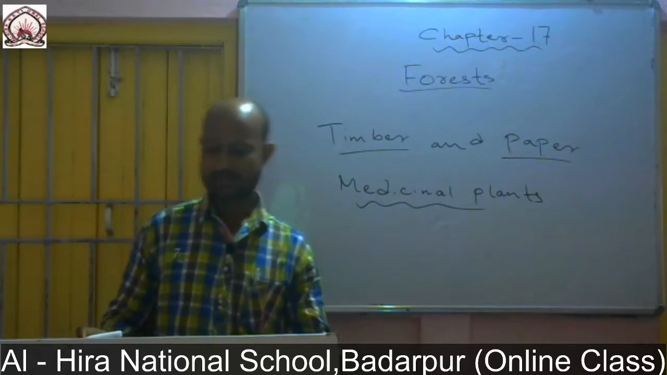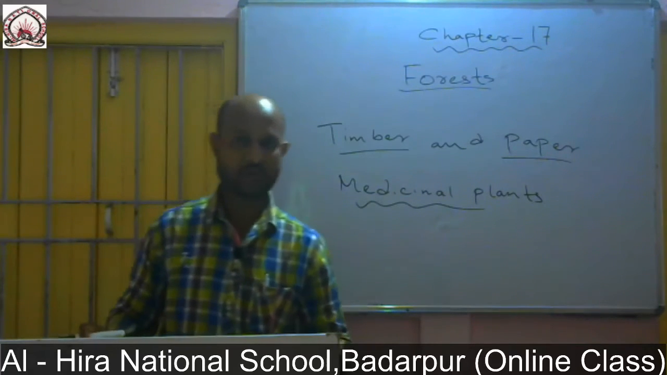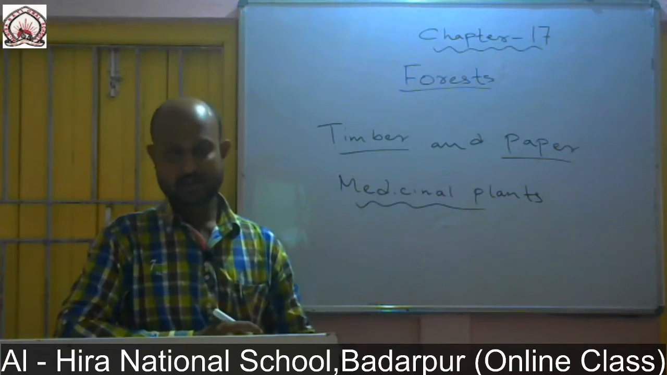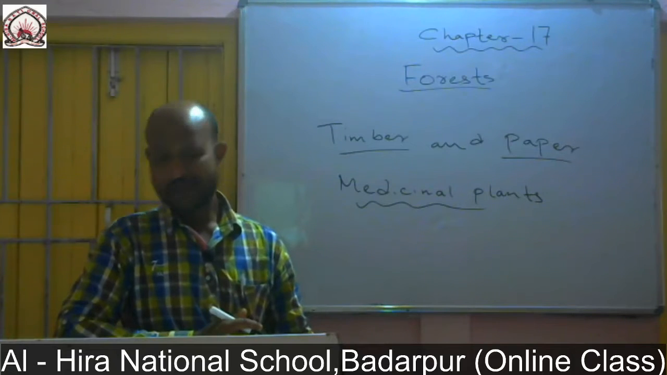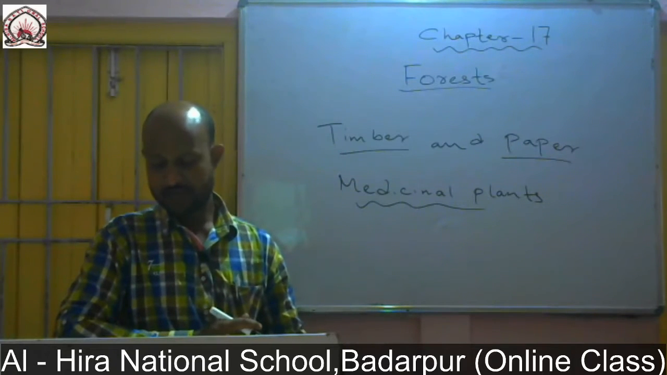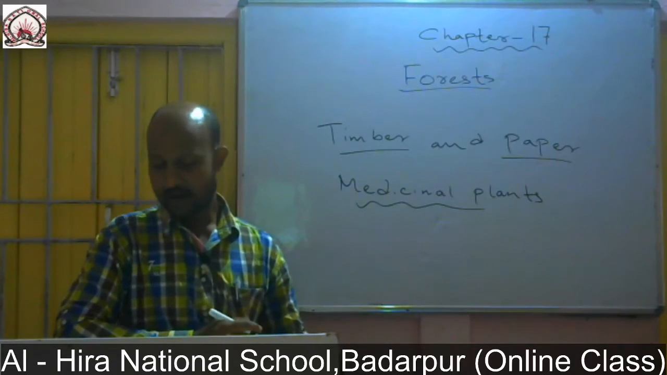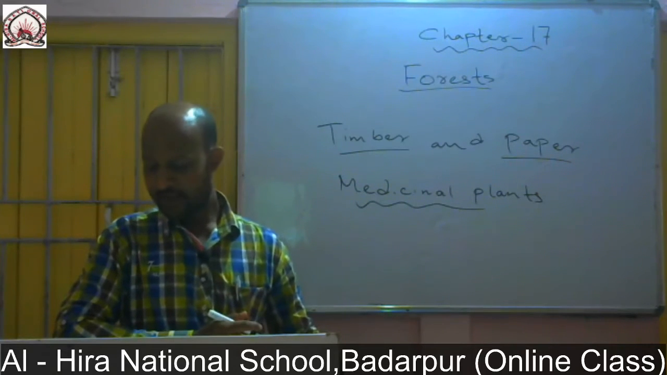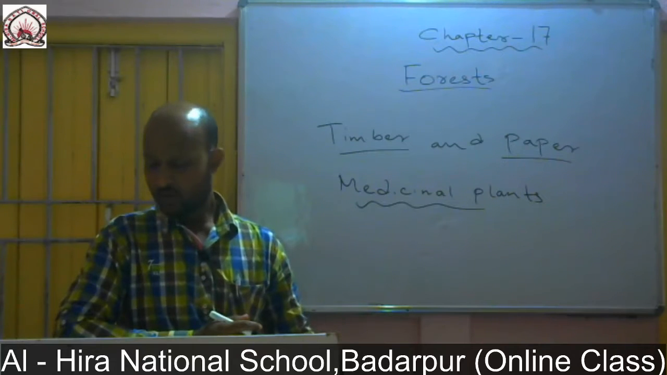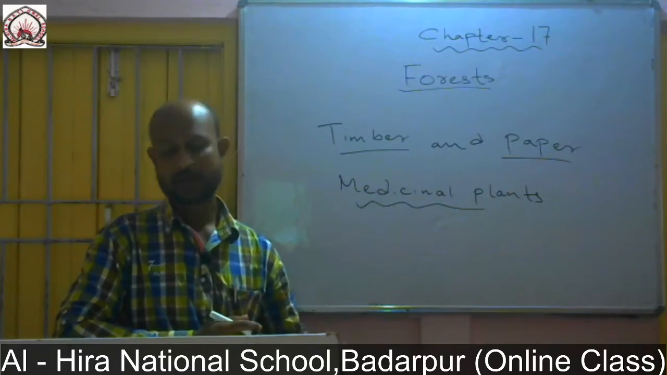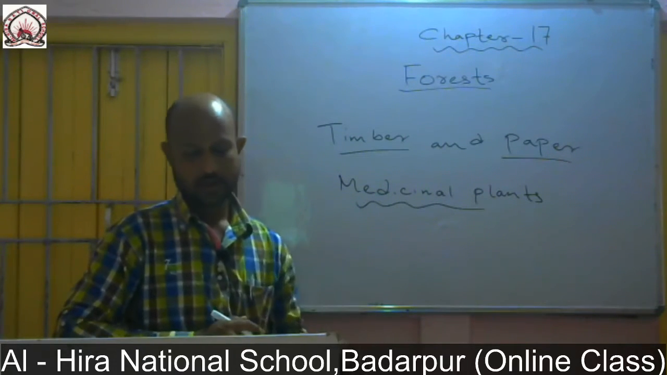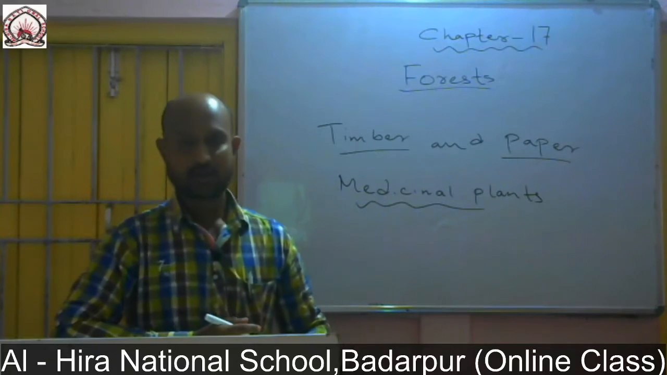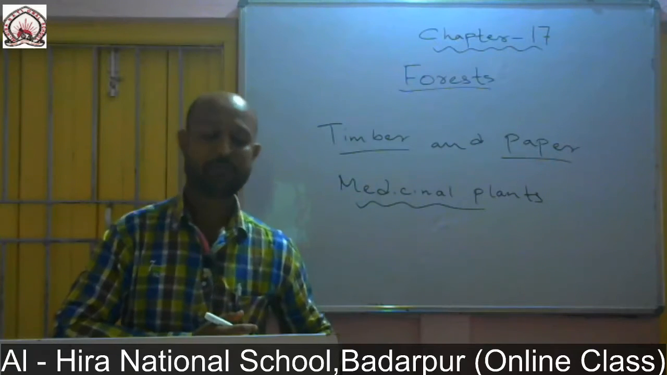Rubbers, resins, gums, and oils are some other things that we get from the forest. Rubber we get from the rubber trees. Resins, which are used for making paints and varnishes, we get from the forests. Gums we get from trees like babul and kikar. They are all used for making different things. Likewise, we get many different types of things from the forest. That is why we say that forest helps us in many ways.